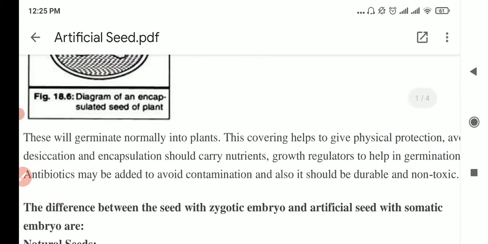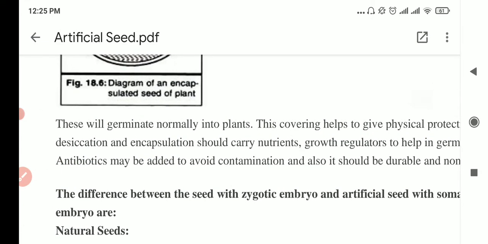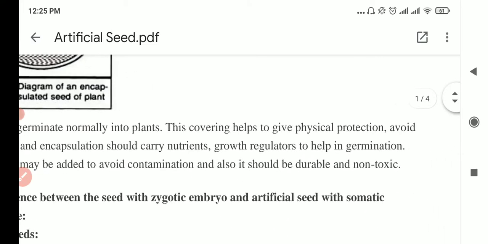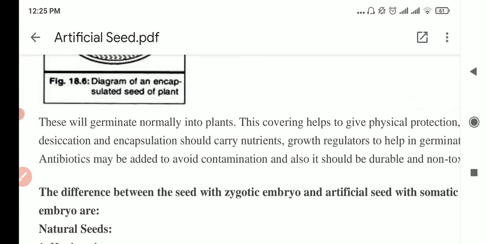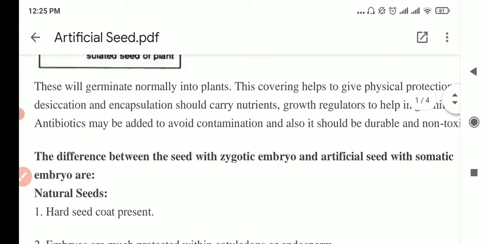Now this artificial seed will germinate normally into plants. This covering will give physical protection and avoid drying out, and that capsule, that gel, will have the nutrients and growth regulators to help in the germination. Sometimes they may add antibiotics so that even if somehow in the lab we make a mistake and there is some contaminant, the antibiotic will kill it off.